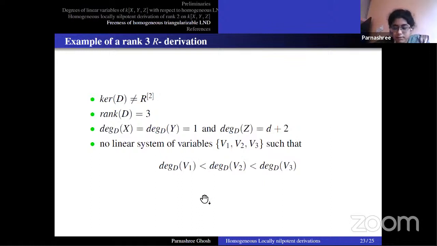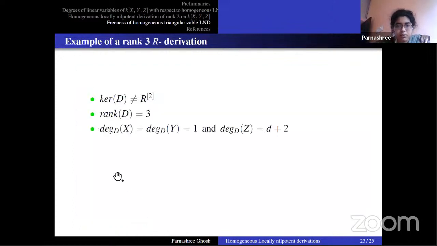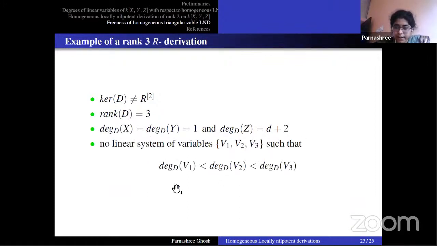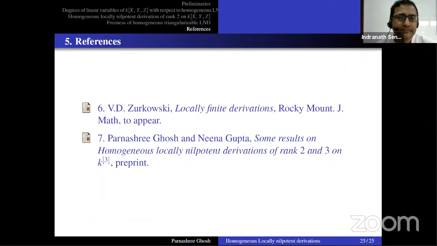If you see the example, this x1 is in the kernel. It is a linear term, but it is not a variable. When we have such an equality for the degrees, then the equality can hold if and only if we get a linear term in x and y which is a variable and has degree 0. But in the kernel, since the rank is 3, there is no such linear variable. So such an equality cannot hold. With this, I end my talk today, and here are the references. You can have a look. Thank you very much.